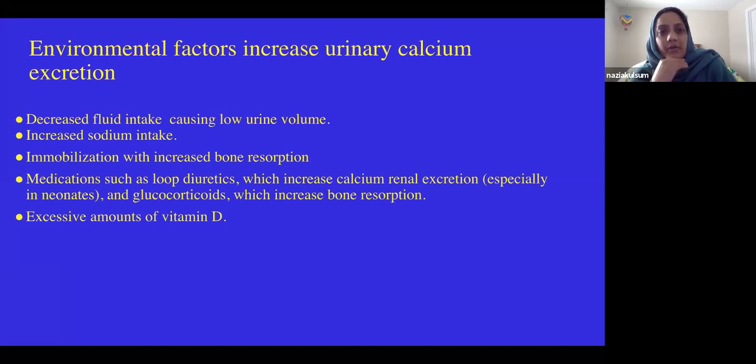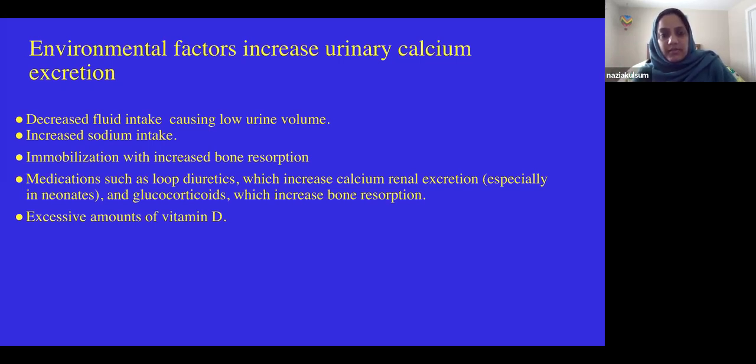And there are a number of environmental factors that cause increased calcium in the urine. One is you have decreased water intake, so lower urine volume. Second is increased sodium. So when you have increased sodium intake, you lose more calcium in the urine. And then third is immobilization. That can also be the reason why you have more calcium in the urine, by just the bones getting leached out. And then medications like loop diuretics, where again you tend to lose more calcium in the urine. And then of course lastly, excessive amounts of vitamin D. All these are different reasons why you can have increased calcium in the urine.